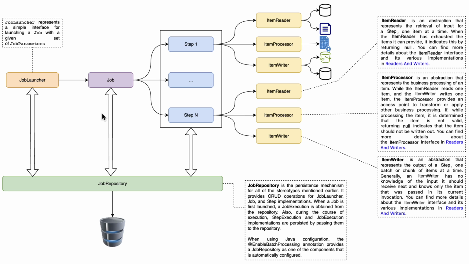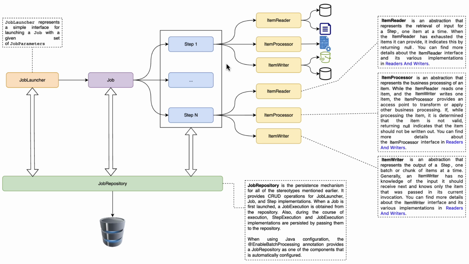So in batch processing, we have several components. First, let's start with the JobLauncher. So the JobLauncher is simply an interface for launching a job with a given set of job parameters. So we will see later on what job parameters are and how we can pass them. And then each JobLauncher will launch a job. The job is a section that I will explain in just a few moments in detail. And then each job can have one or several steps. So here we can see step 1 and step N.